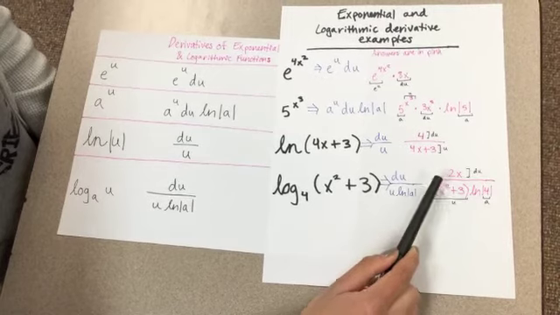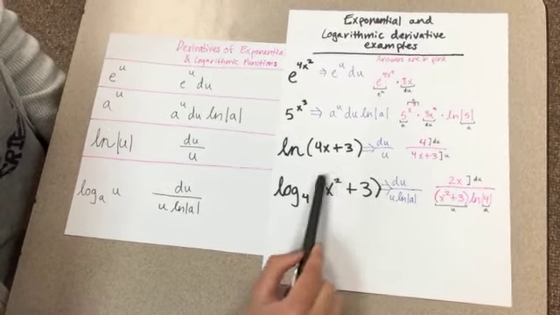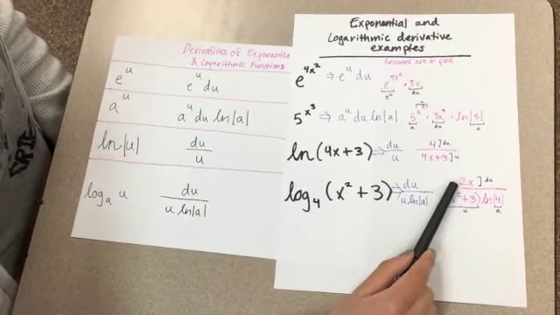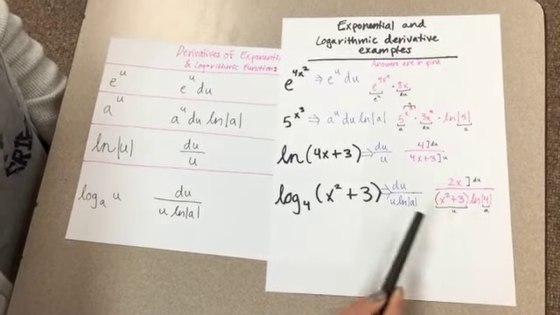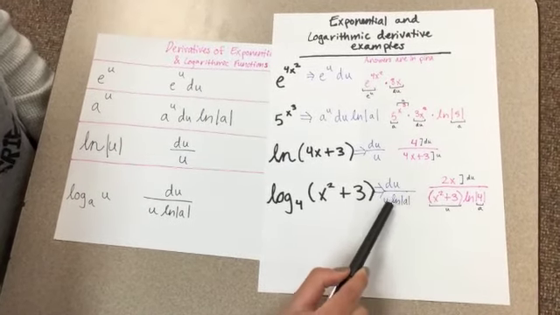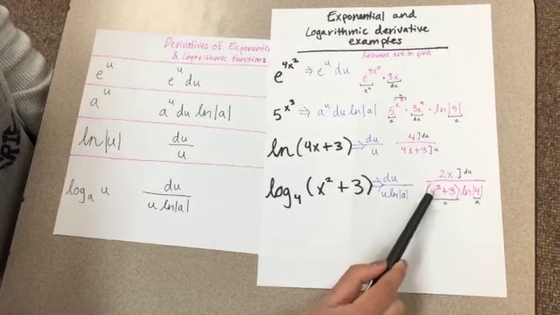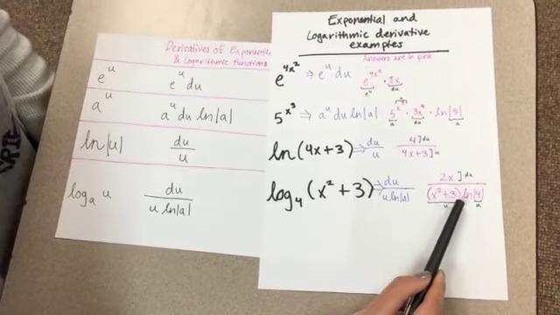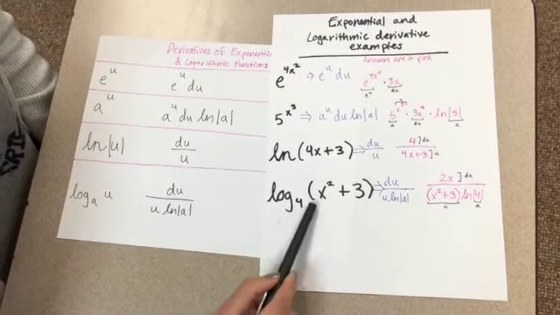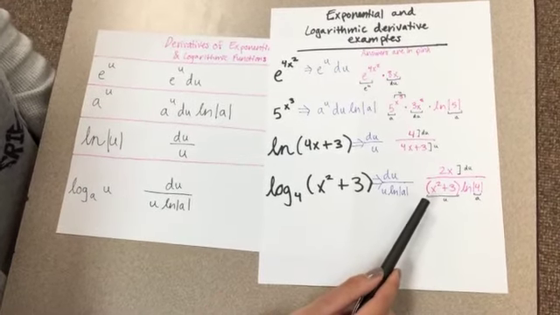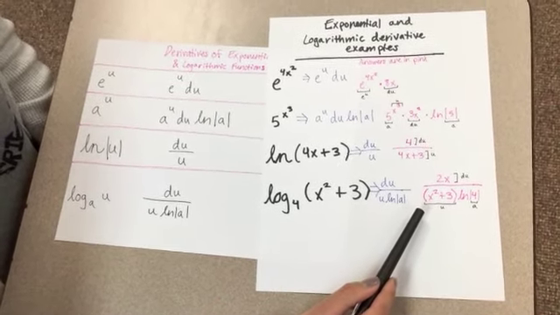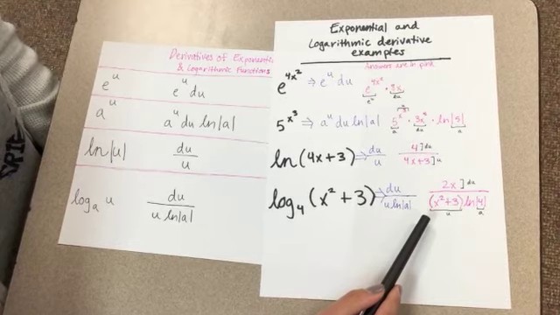So for the top, we have our du. So the derivative of x squared plus 3 is 2x. All over, for our denominator, we have u times ln of a. So we have x squared plus 3 times the ln of 4, for a final answer of 2x over x squared plus 3 times the ln of 4.